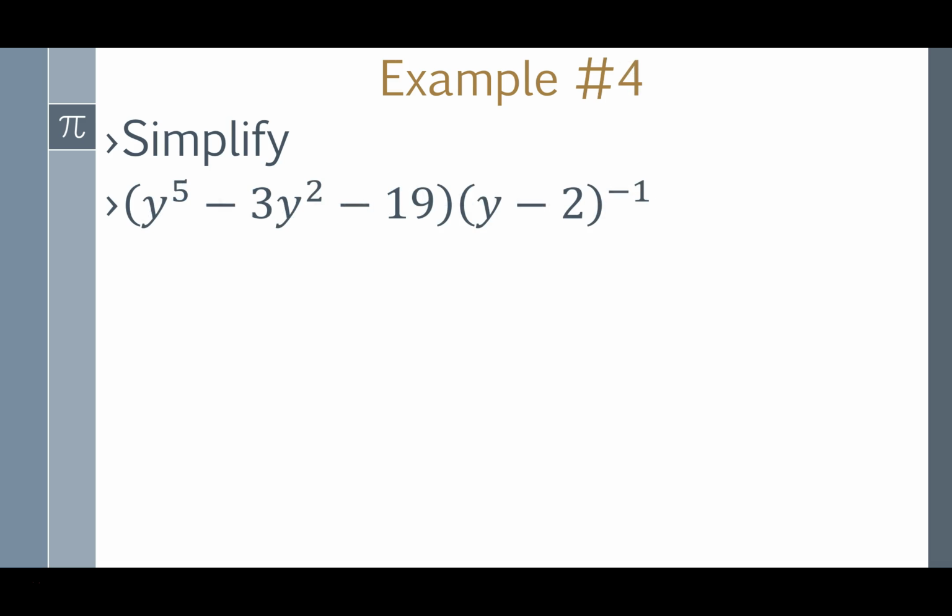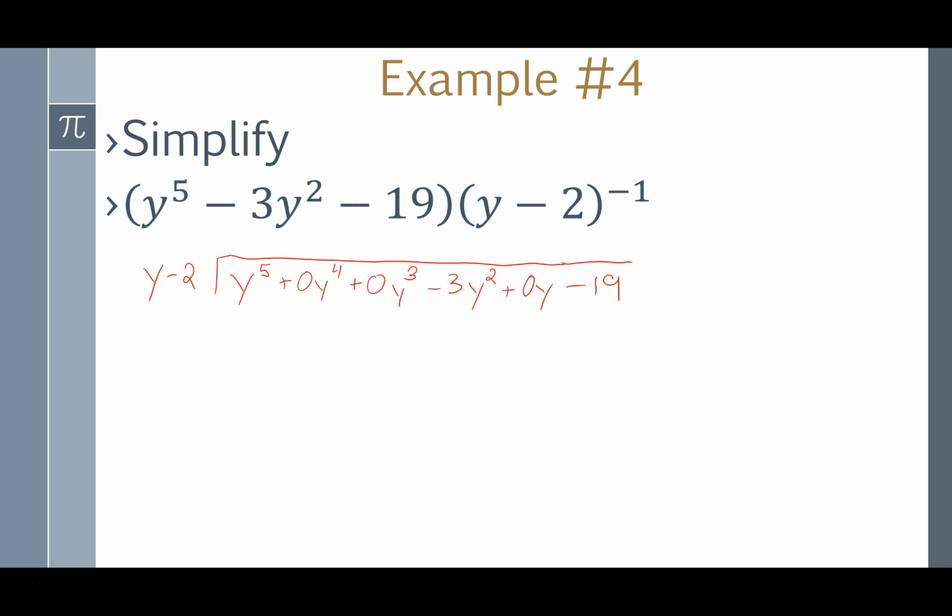So we take a look at this one. Again, it means we're dividing. So we have y minus 2 dividing into y to the 5th. And you notice we're missing a y to the 4th and a y cubed term. So it would be a good idea to put a 0 y to the 4th and a 0 y cubed term in between the y to the 5th and negative 3y squared. We're also missing a 0y term, putting it as plus 0y minus 19 in there.